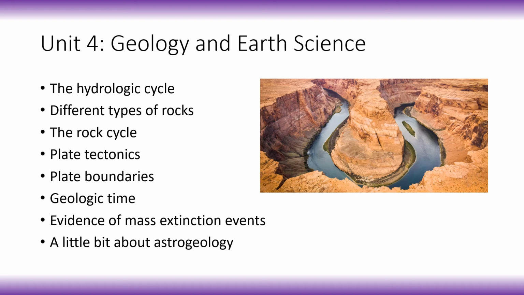We'll start with the hydrologic cycle, which is basically the water cycle. We'll look at different types of rocks, and we'll look at the rock cycle itself. So lots of cycles going on in this course. First we had the carbon and nitrogen cycles, now we've got the hydrologic and rock cycles. Then we'll look at the tectonic cycle, which is plate tectonics, different types of plate boundaries, how they move, what happens when two plates collide in a certain way.